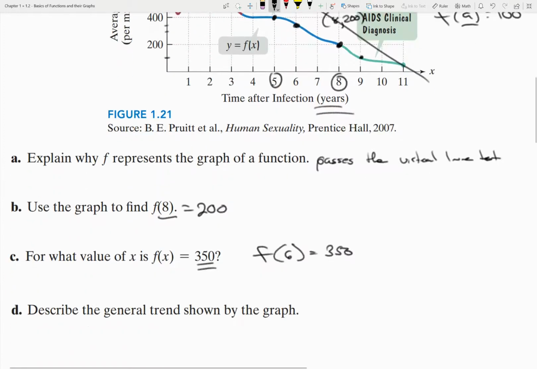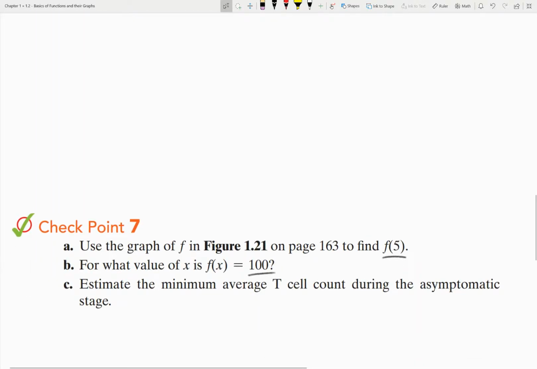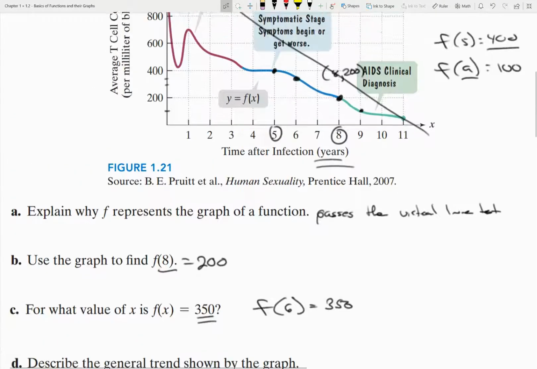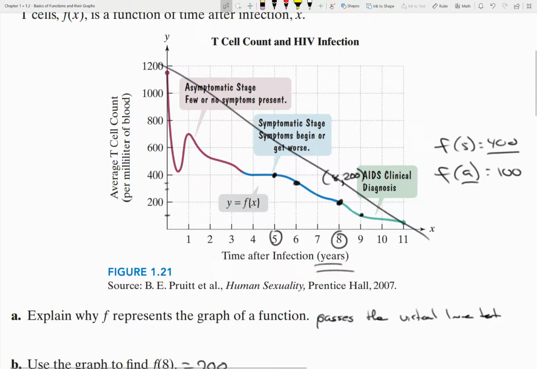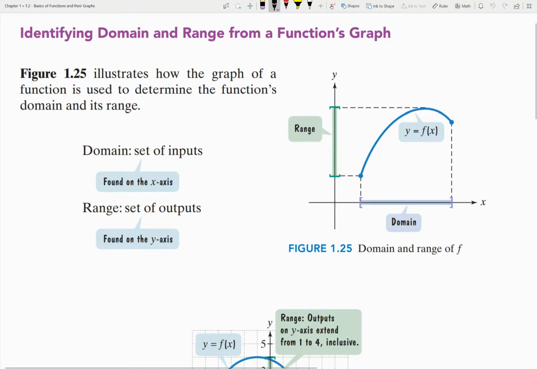Okay, and then the last one was estimate the minimum average T cell count during the asymptomatic stage. Looks like the minimum for the asymptomatic stage is right there, right? That's where that transition is. So that would be 200 millimeters of blood. And that was just some things that we can tell by looking at the graph and trying to figure out some of the data that it is giving to us, some of the things that the graph is trying to actually tell us.